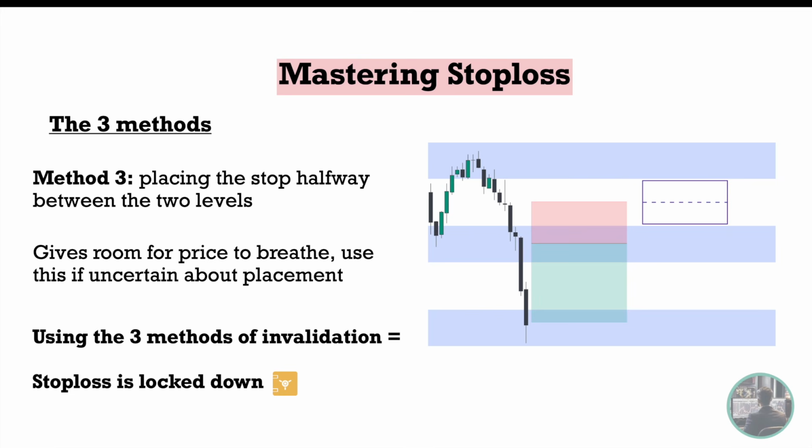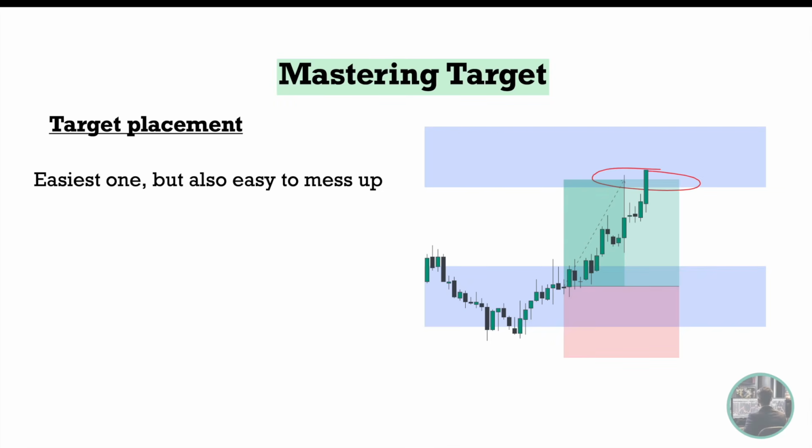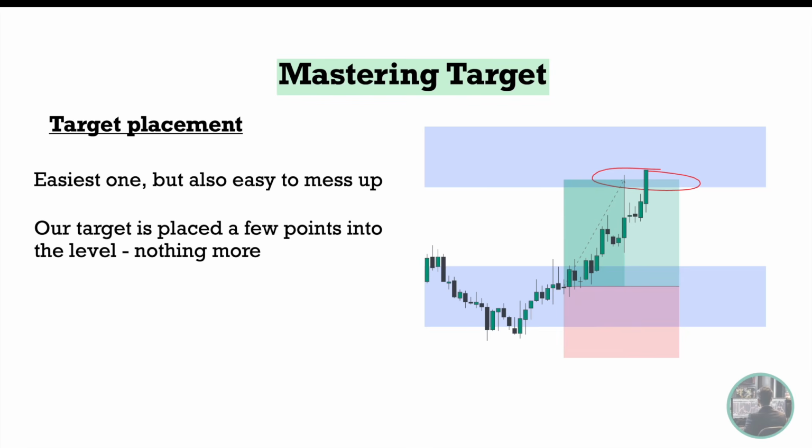Now the target is actually the simplest of the three. The only way you can get this wrong is if you overthink it or overcomplicate it. All we're doing is just targeting the next level, because that validates our idea, right? If the price moves to the opposite level, our idea gets invalidated. If the price moves to our target level, our idea is validated. So all we want to do is place our target within the first few points of the next level.